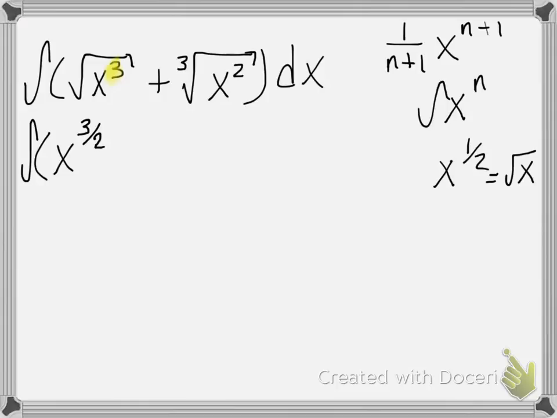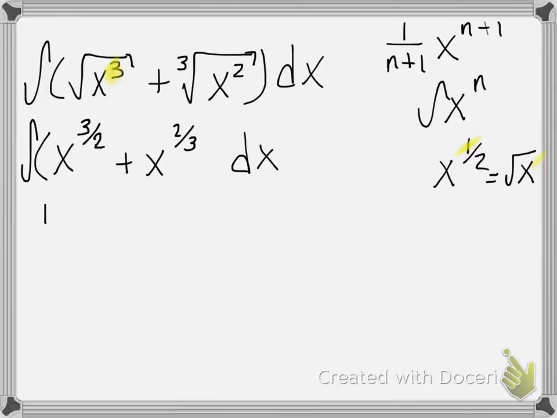And if you ever lose track or get mixed up in your head, just remember x to the 1/2 is equal to the square root of x. There you can see that your 1 is the power that x is raised to, and the square root is the bottom. That's how I keep it straight. So that being said, that's going to be x to the 3/2 plus x to the 2/3 dx.